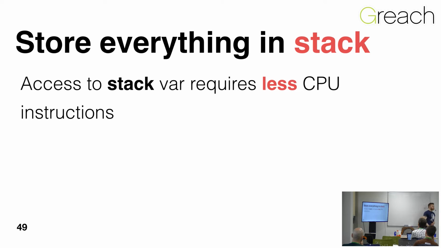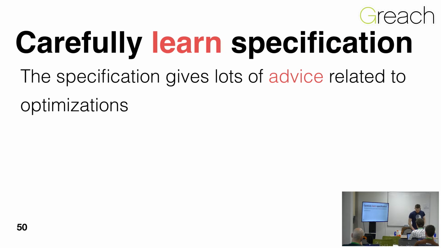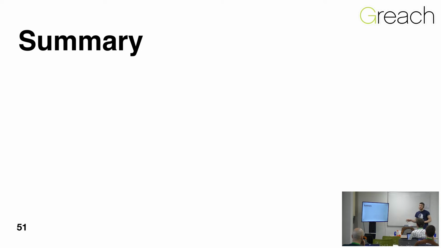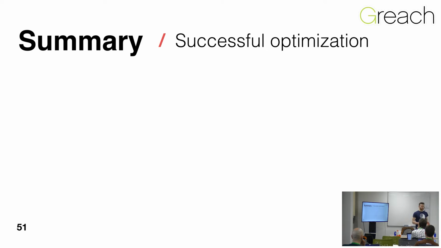Store everything in the stack, because access to the stack can reduce a few CPU instructions and in that way produce better performance for your code. Learn the specification, because the specification says that you can optimize or push your performance to the maximum by providing some fast path, and of course remember to reduce the number of objects given to the garbage collector. Finally, this is a successful optimization because, starting from the first point and finishing with the final implementation, if we measure the first and the last point, we will see about 2 times better performance.